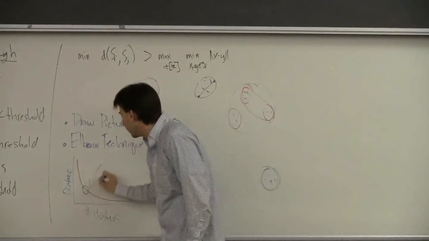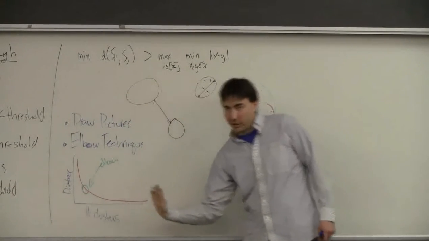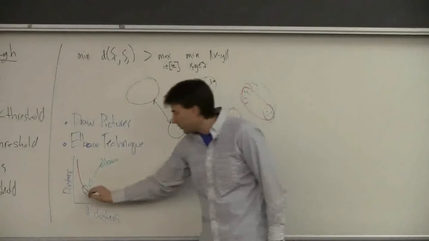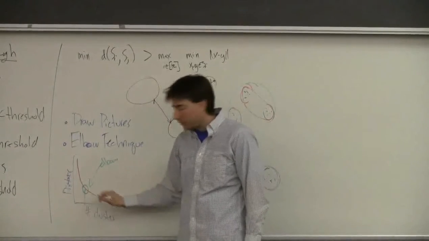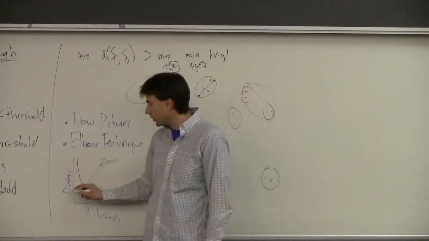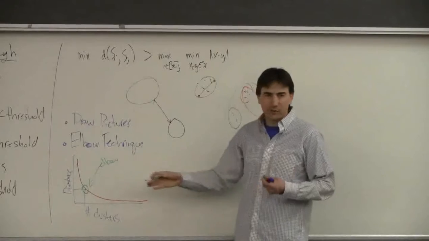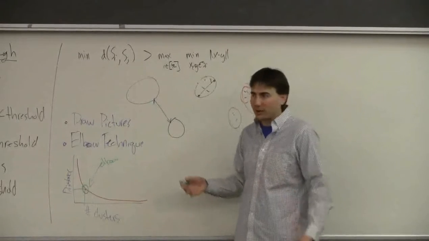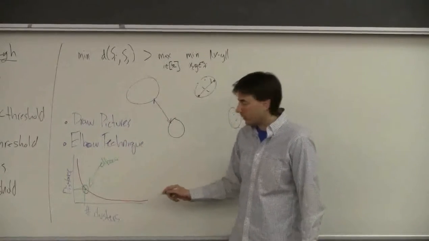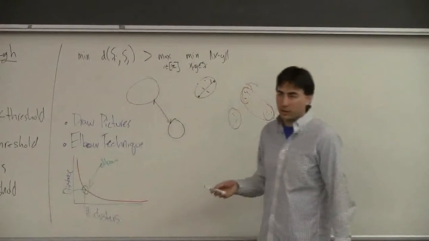This is known as the elbow. It's like the elbow on your arm. And you want to say, well, this is a good number of clusters, or this is a good distance. So this is a good threshold. The threshold and the number of clusters, if you see it this way, are related to each other in some way if you draw this chart.